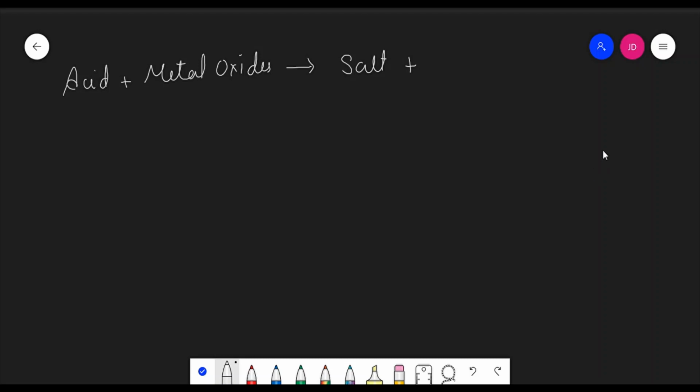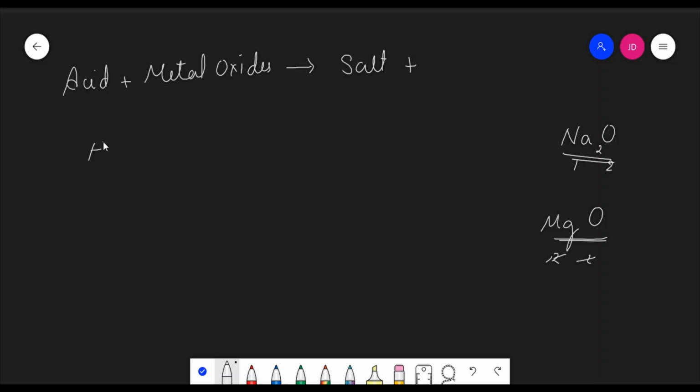Okay, when we say metal oxide, let us write a metal. Sodium oxide means oxygen, valency 2, sodium valency 1, so Na2O is a metal oxide. Magnesium oxide, oxygen 2, magnesium 2, so MgO is a metal oxide. So I hope you got it. When I say metal oxide, it means metal plus oxygen.